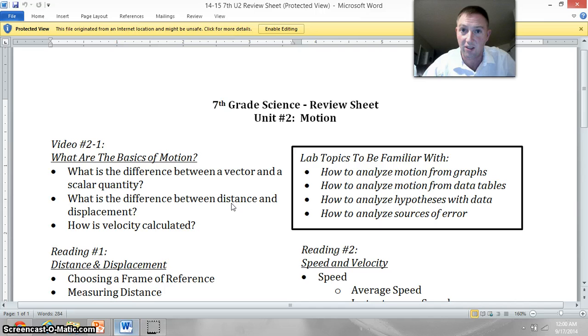I couldn't be with you today, but I wanted to help you guys study for your test because you learned a lot this unit, and I want you to be able to demonstrate all that stuff that you've learned. Now, this unit's on motion. You already have a review sheet. Hopefully you've already started studying.